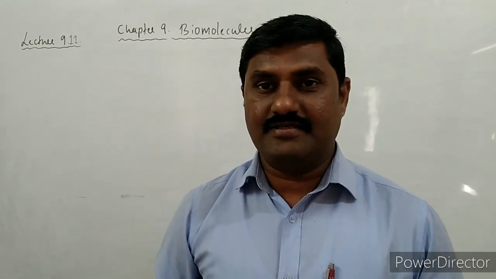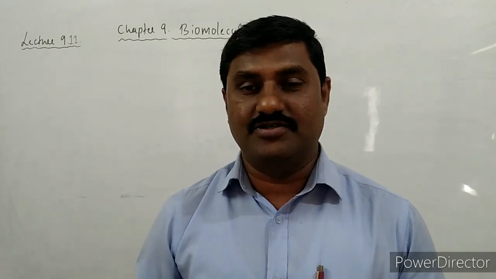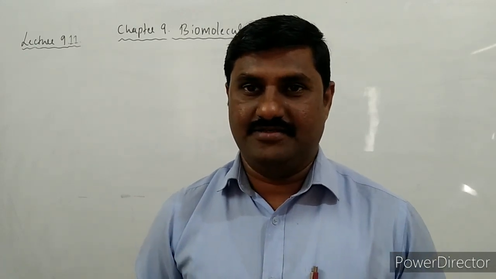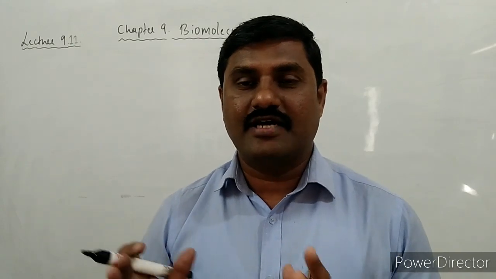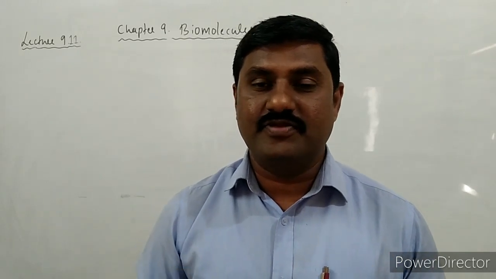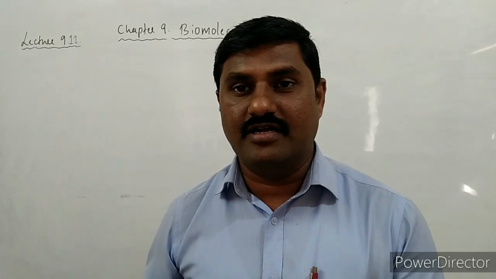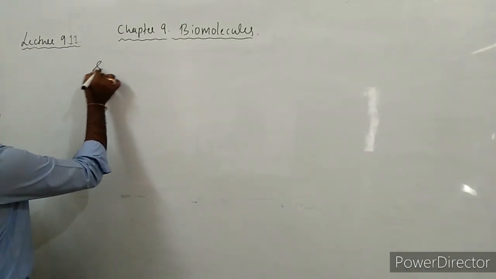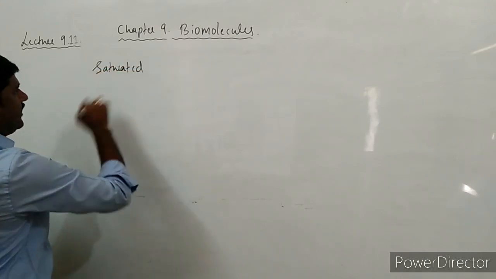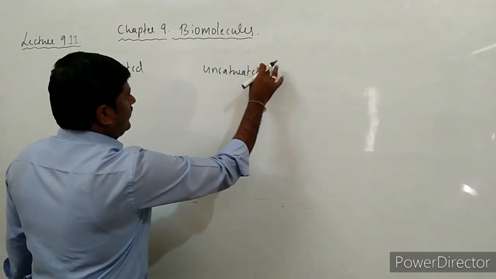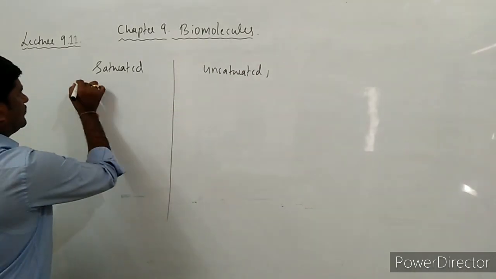In this class we are going to classify these fatty acids once again into two types: saturated fatty acids and unsaturated fatty acids. First we will go through the classification, and if we go through the major difference between these two, then we come to know what saturated ones are and what unsaturated ones are. So let us start with the saturated and unsaturated fatty acids. Let us see the difference between these two first.